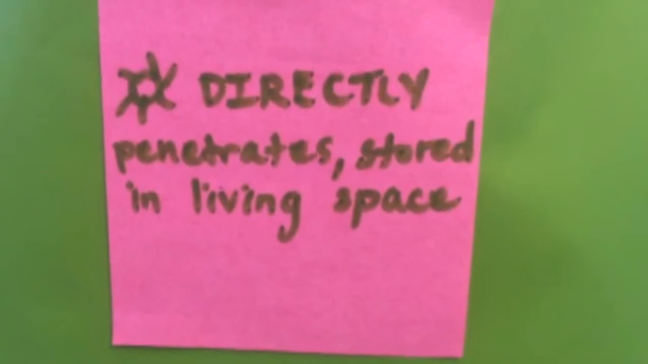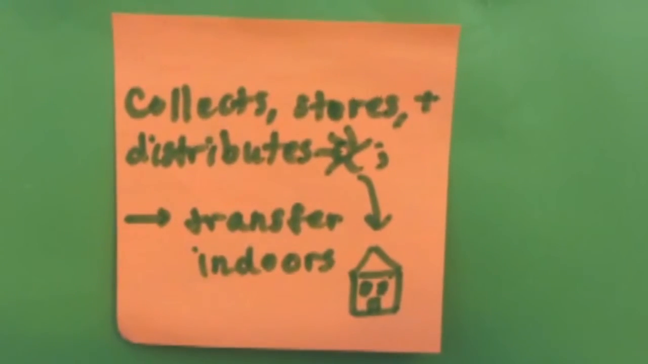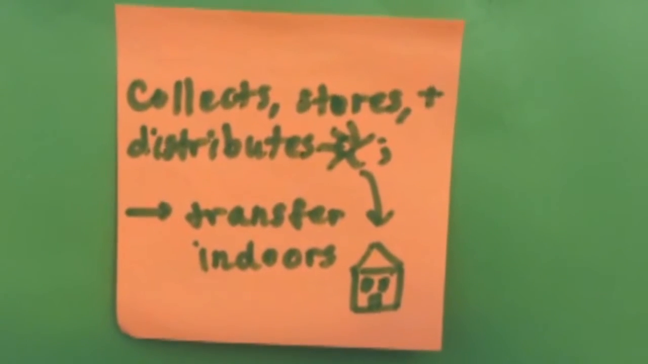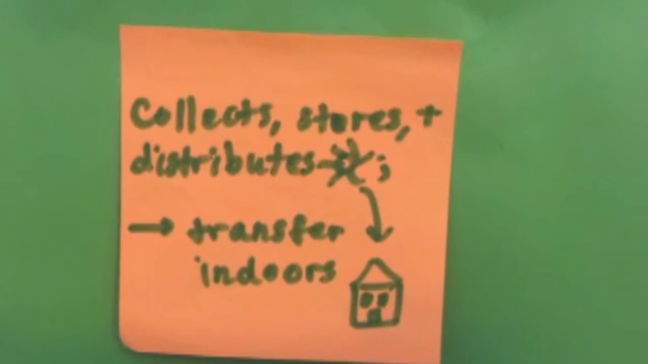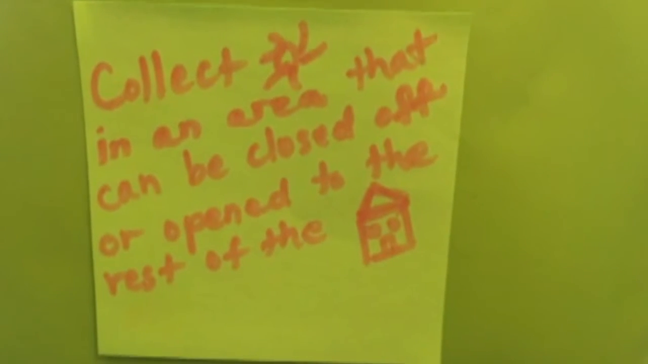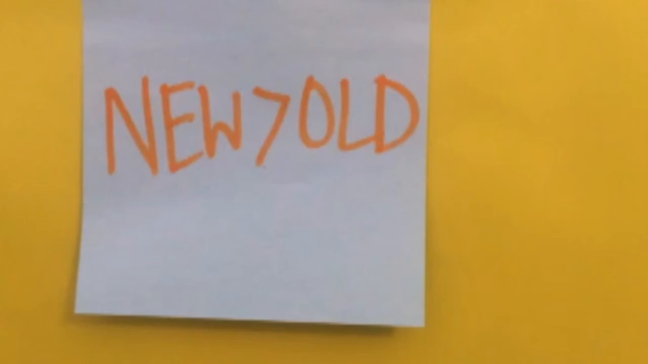Direct gain is the solar radiation that directly penetrates and is stored in living space. Indirect gain collects, stores, and distributes solar radiation using thermal storage material, conduction, radiation, or convection, then transfers the energy indoors. Isolated gain collects solar radiation in an area that can be selectively closed off or opened to the rest of the house. Finally, it is best to apply passive solar design techniques to newer buildings, as older or already existing buildings will require adaptation or retrofitting.